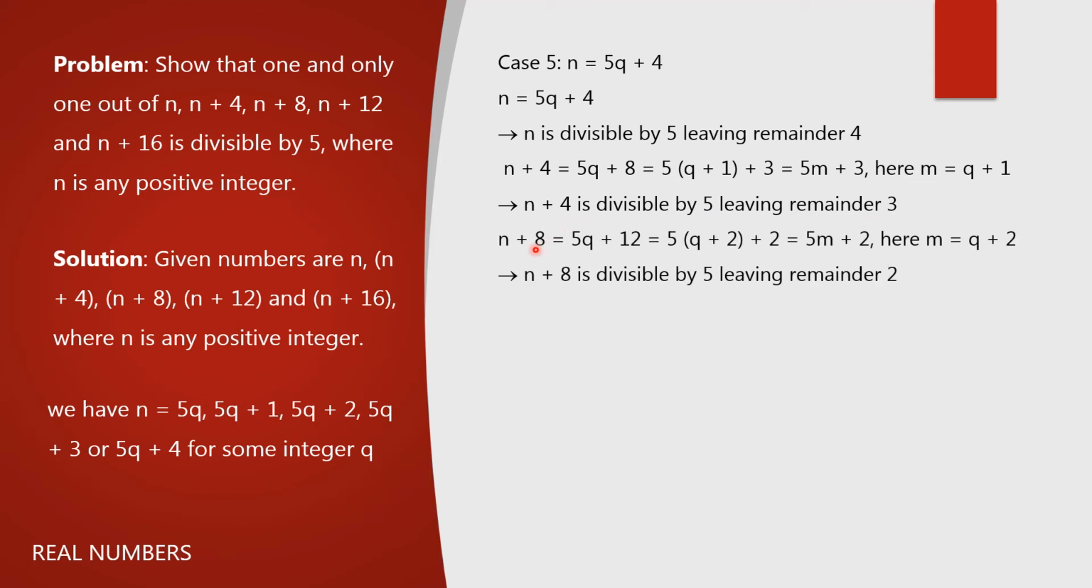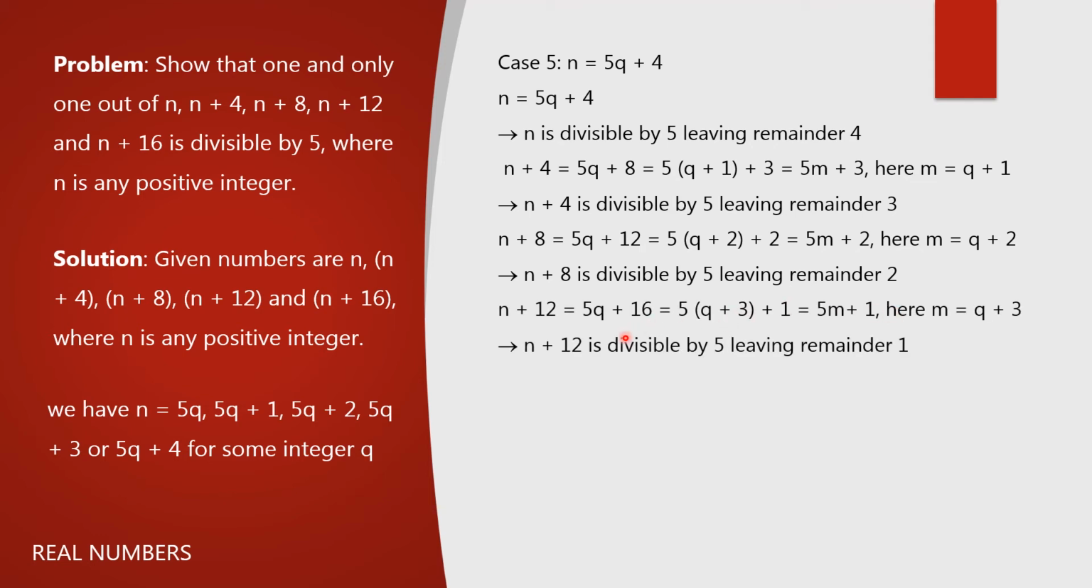Now coming to n plus 8, 5q plus 4 plus 8, 5q plus 12. We can write 12 as 10 plus 2, that is 5 into q plus 2 plus 2, that is 5m plus 2. Now we'll get n plus 8 is equal to 5m plus 2. Now this can be written as n plus 8 is divisible by 5, leaving remainder 2. That means n plus 8 is not divisible by 5 as there is some remainder 2.